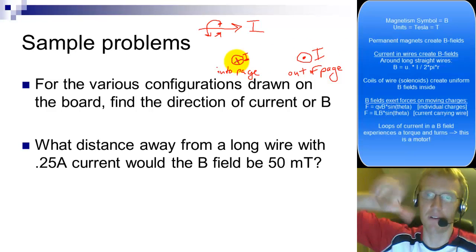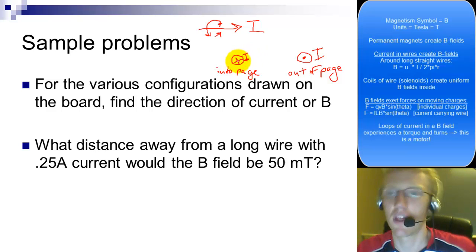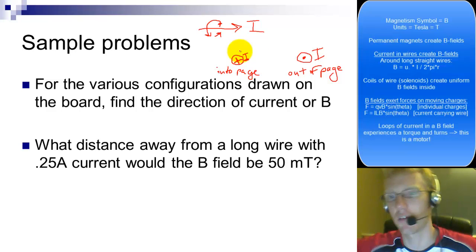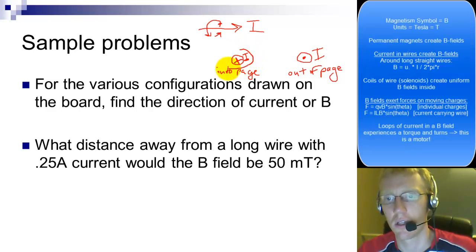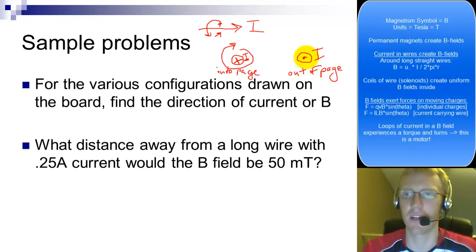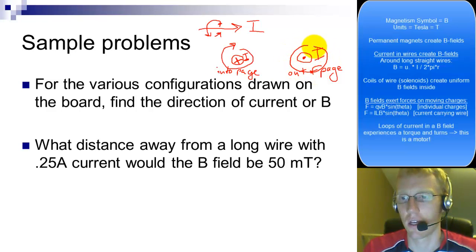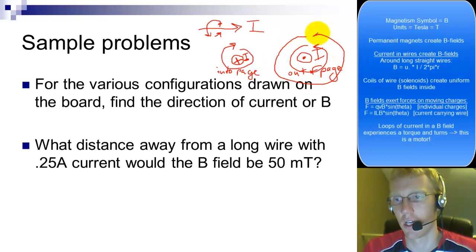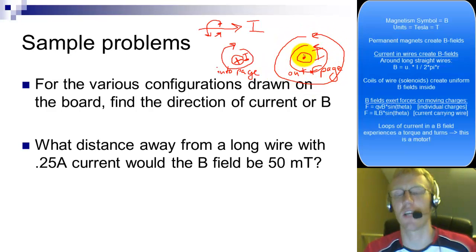So if the current is going into the page, point your thumb in the direction of the current and then wrap your fingers around. So my thumb would be going that way. My fingers will wrap around like this. So the field will be going clockwise. Likewise on this one, if the current is coming at me out of the page, my fingers are going to wrap around the other way. And there will be multiple concentric circles, and the strength of the field as you get farther away will get weaker and weaker.